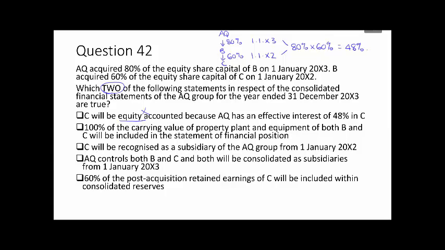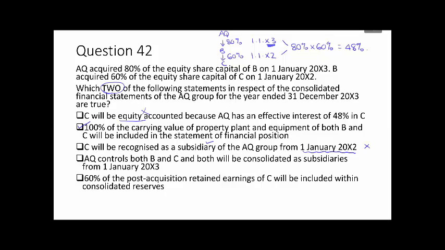The second option is that 100% of the carrying value of PPE of both B and C would be included. That's correct. If we're consolidating, we include all of the assets and liabilities of all of the group companies. The third is that C will be recognised as a subsidiary, which we've just said is correct, but with effect from 1st of January 20X2. Just be careful with your dates here. In actual fact, this group doesn't come into form in terms of all three companies until 1st of January X3, so this one is an incorrect statement.